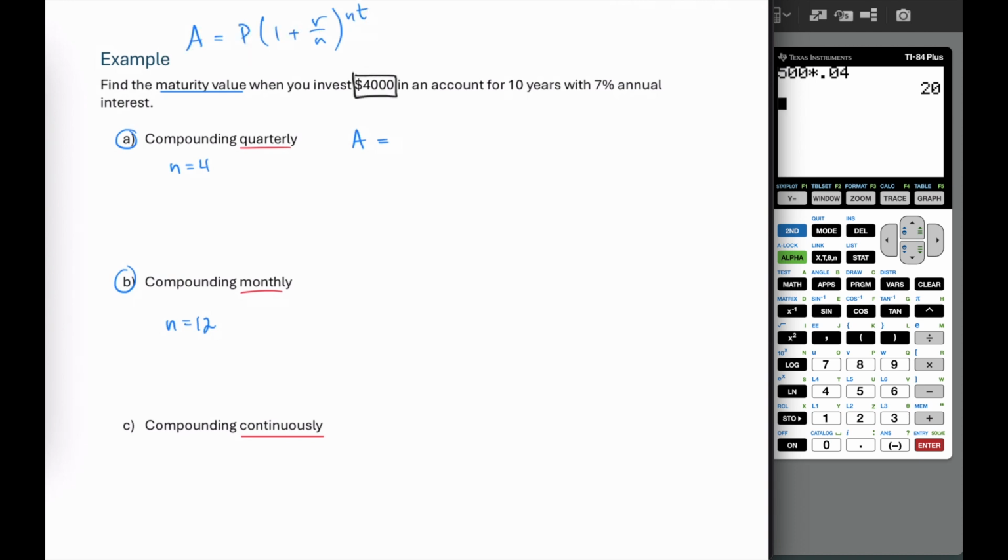The initial investment is $4,000, and so that's what we plug in for P, which is the initial amount. The amount of time that the investment was in the account was 10 years, and the annual interest rate was 7%. But we'll need to convert this percent to a decimal by moving the decimal to the left 2 places. So let's plug all these values into our formula and then calculate the maturity value.